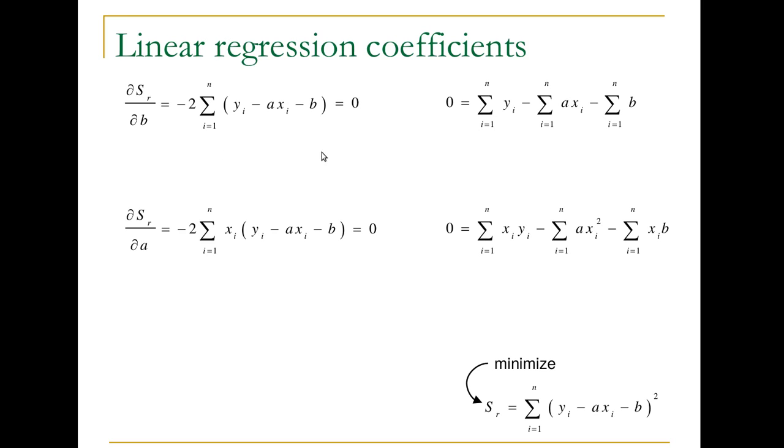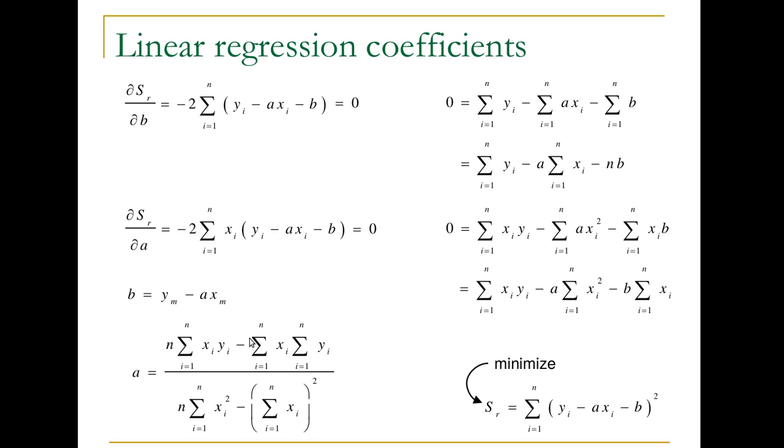as the coefficients change. Solving those equations, we get these values for a and b, and they're just dependent on the measurement, the data points that we have. So you can see a and b are dependent on sums that come from the data points.